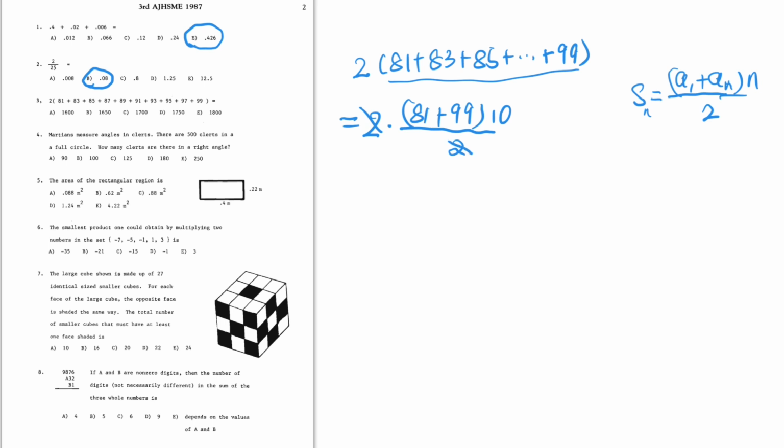Cancel 2, equals 180 times 10 equals 1800. Therefore, the answer is E.